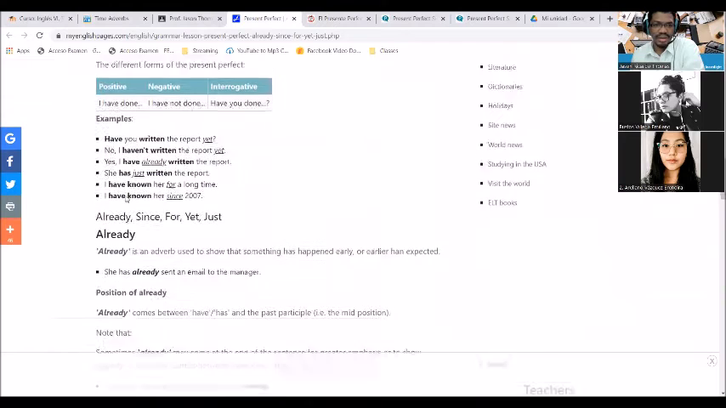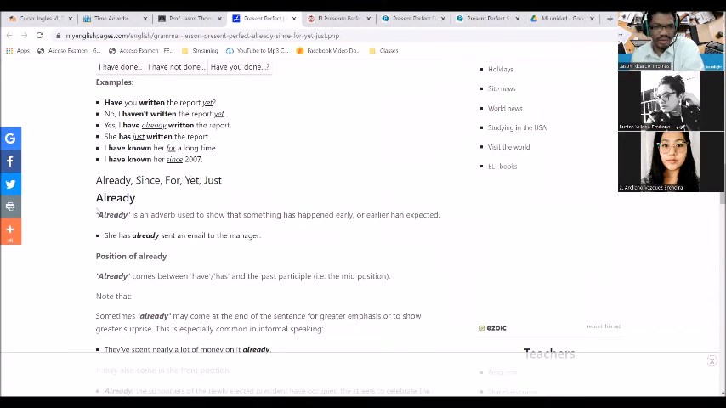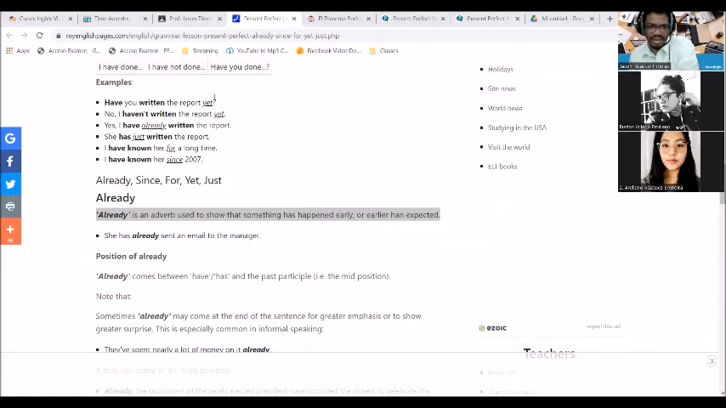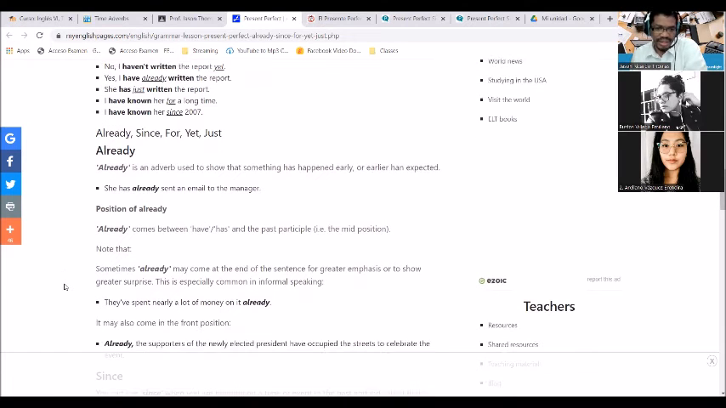Let's start with already. Emiliano, when do we use already? Yes, teacher. Already is an adverb used to show that something has happened earlier and expected. Earlier, perdón. Yes. All right. So we knew the thing is supposed to happen, but voila, it finished early, before the deadline. Right? And that's already. And already falls just between your verb and your past participle. Try to remember that when you are making your sentences.